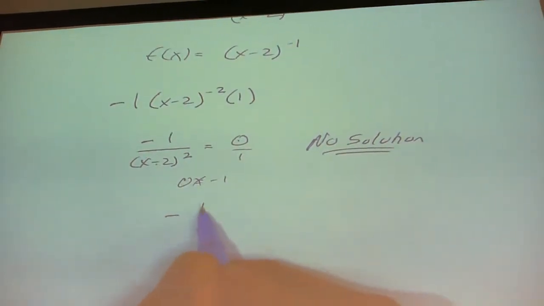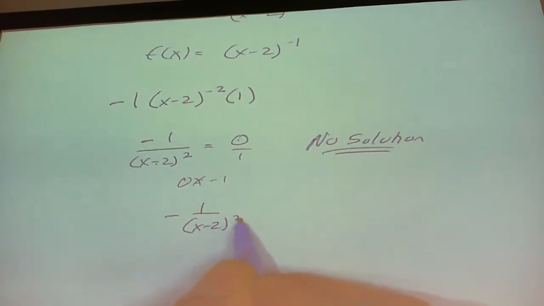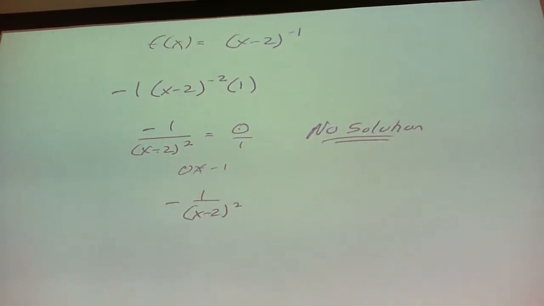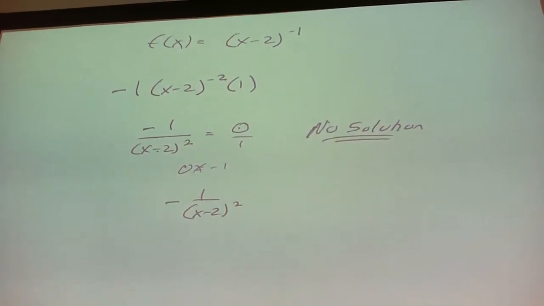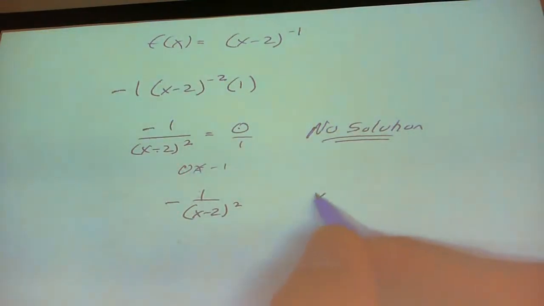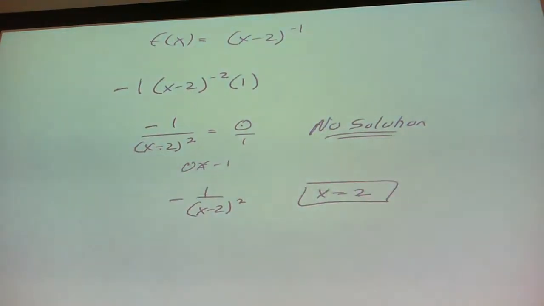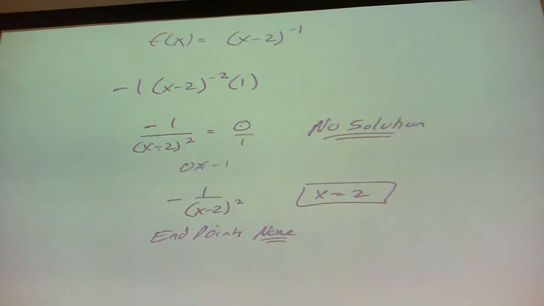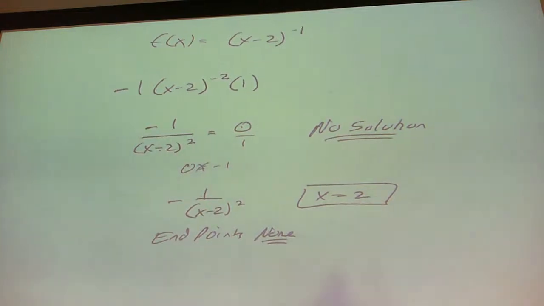Now, looking at the derivative, again, you want the practice with undefined. Here's your practice. Is there a number that makes this undefined? X equals 2. And again, there are no endpoints. But if they did give us endpoints, we would add those. Okay? Questions? Through all the work, we found 2.